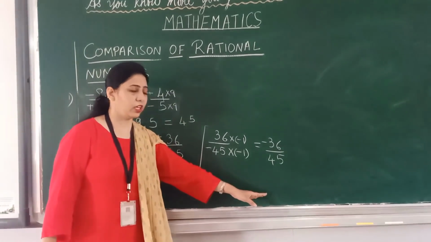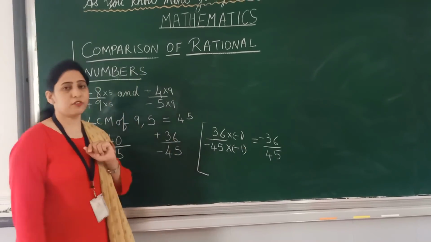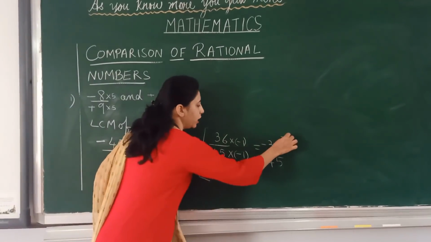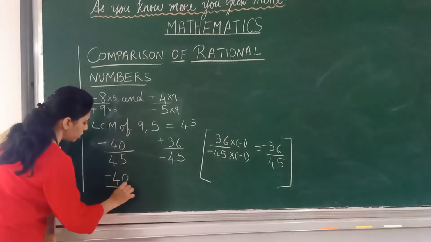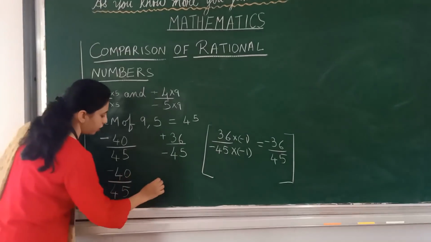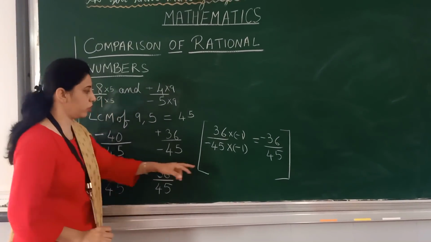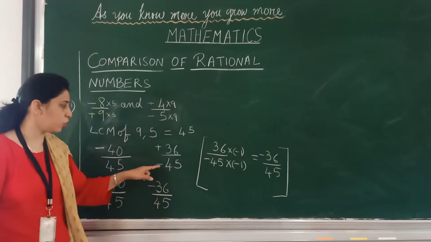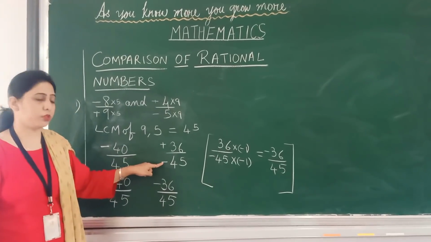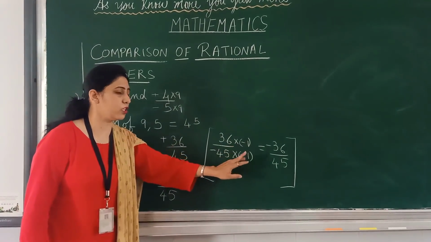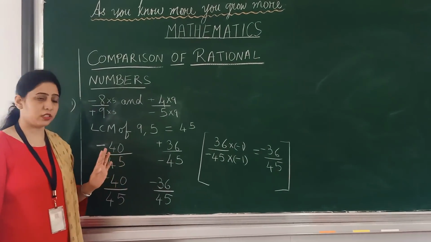No need to find the lowest form, you can keep it here, because we just have to remove the negative sign from the denominator. So you can do only this step and then you get the answer: minus 40 upon 45 and minus 36 upon 45. Here the minus sign comes in the numerator because we don't want the negative sign in the denominator. How to remove the negative sign from the denominator? You just multiply by minus 1. So now the negative sign is in the numerator.